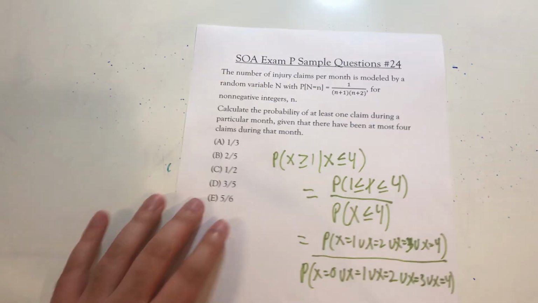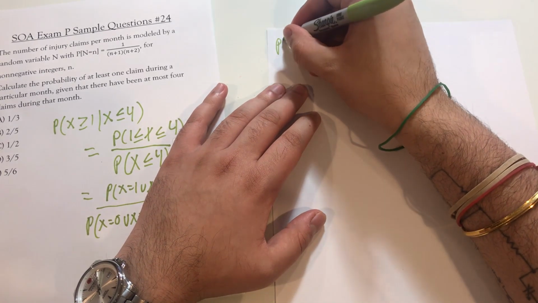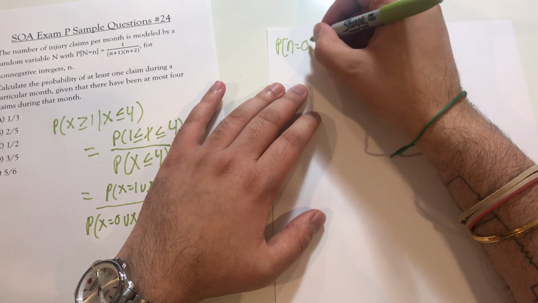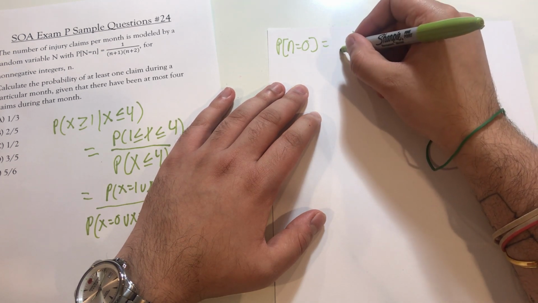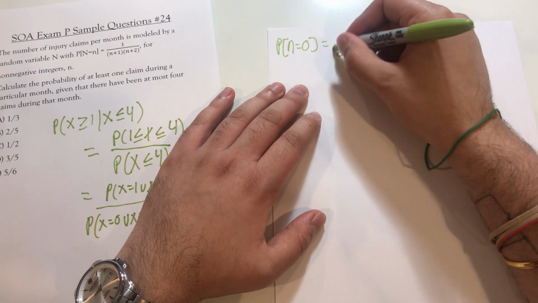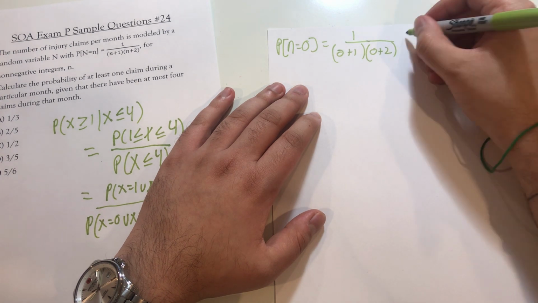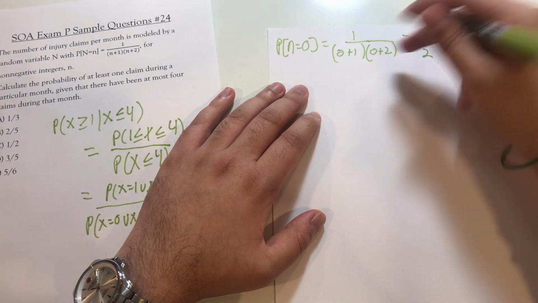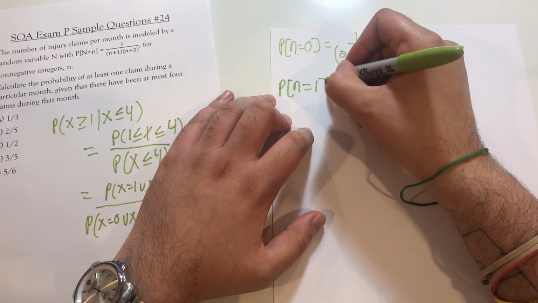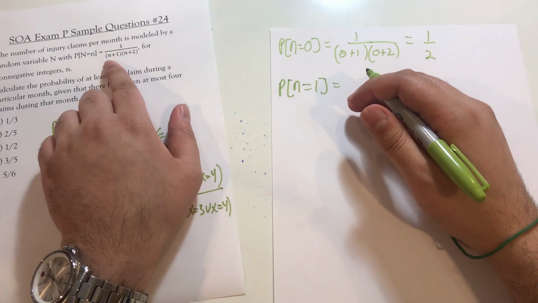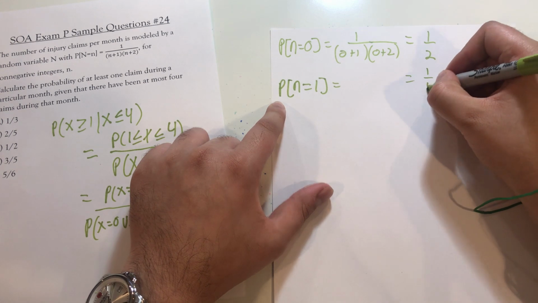Okay, so let's figure out the individual probabilities of each of these scenarios. And that's just this equation here. I'll write that to the side. So the probability that N equals 0 is equal to 1 over (0 plus 1) times (0 plus 2), and that is equal to 1 over 2. Now I'm not going to do this out for every single one. I'm assuming you at least know how to do that. When N equals 1, it's 2 times 3, which is 6, so that's equal to 1 over 6.